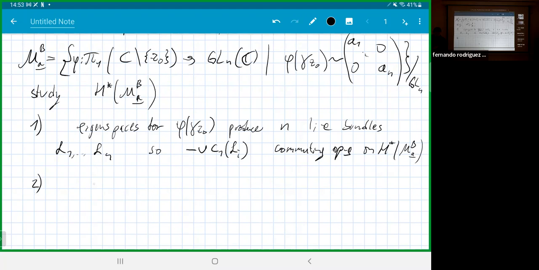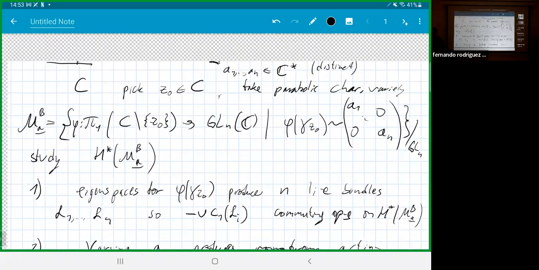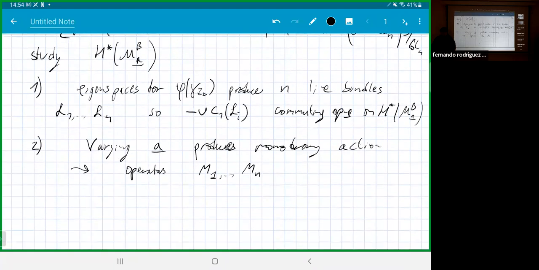Second is when we vary this A, it produces a monodromy action. So we have obtained some operators, and now by one of the configuration space. Right, this is now by one of the configuration space of this thing. So you want the A_i to remain different? Yeah, I never said that. The A_i are different. You never said that. I did. This thing. Oh, I didn't see. So you obtain these monodromy operators, and then you check that they are commuting operators.